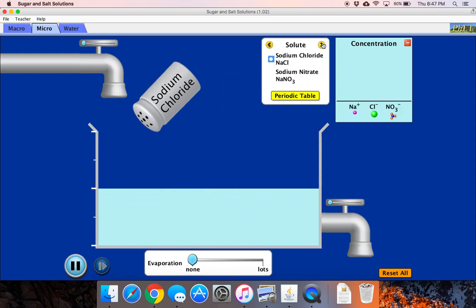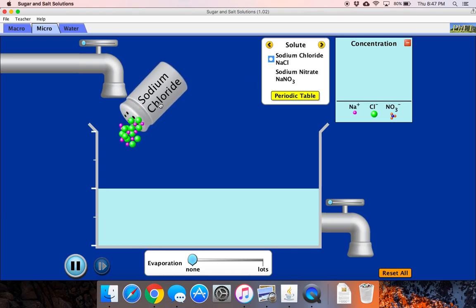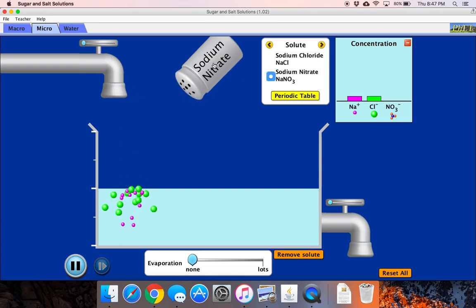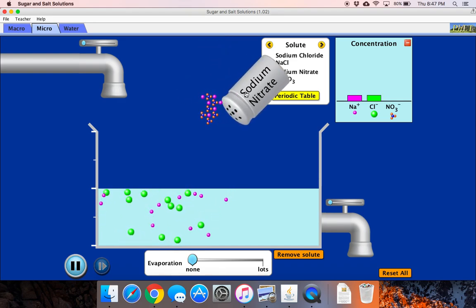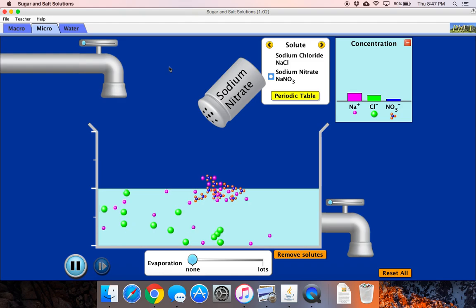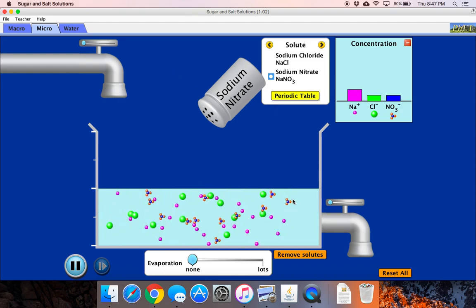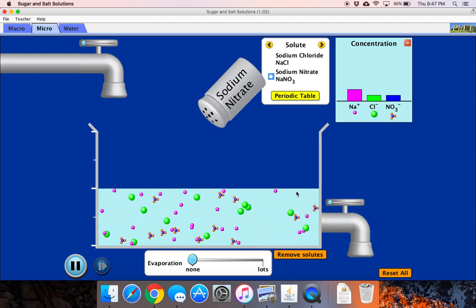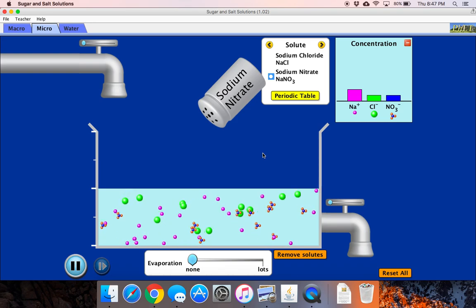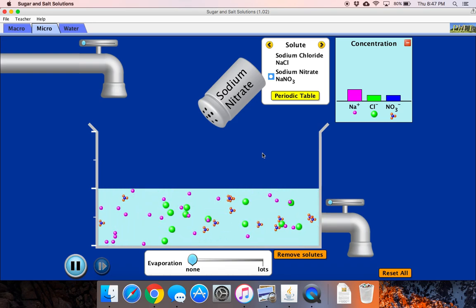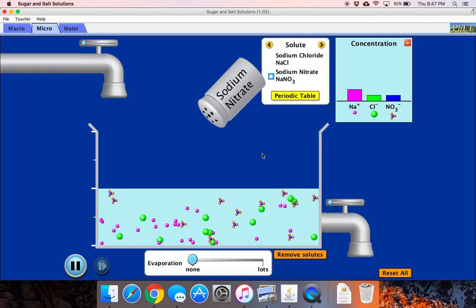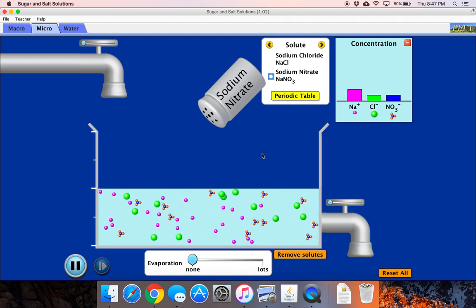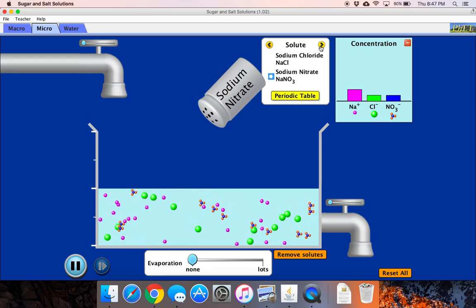We can compare sodium chloride again, adding a couple of those in there, to sodium nitrate. Those nitrate ions, the NO3s, we would hope would stay together. So let's see. You can see some of these nitrate molecules floating around, 1 N and 3 O's, all still connected, floating around in the water. That is the idea behind a polyatomic ion. They're stuck together. Even though water separates the Na from the NO3, the NO3 remains intact.